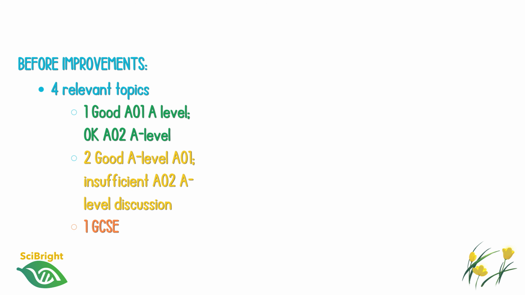So let's look back on the essay to establish a mark as an examiner would and summarise the quality of each topic. We've one paragraph with good AO1 recall and OK AO2 A-level discussion, two with good AO1 A-level recall, but the AO2 isn't enough A-level or isn't discussion. And then we've got one paragraph at GCSE level.